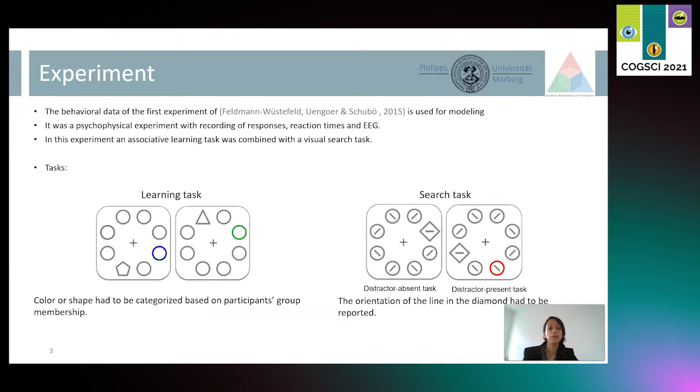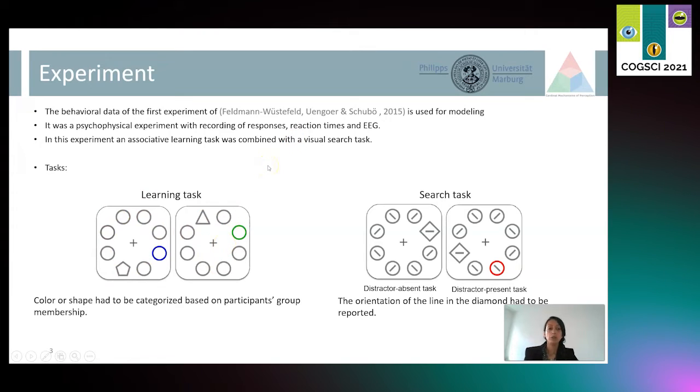The behavioral data of the first experiment that was proposed by Feldmann and others is used for modeling. The experiment was a psychophysical experiment with recording of responses, reaction times, and EEG. In this experiment, an associative learning task was combined with a visual search task. As you see here in these examples, in all tasks, there is a fixation point on a screen and 8 different elements around the fixation point.